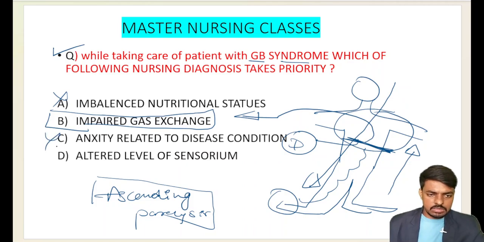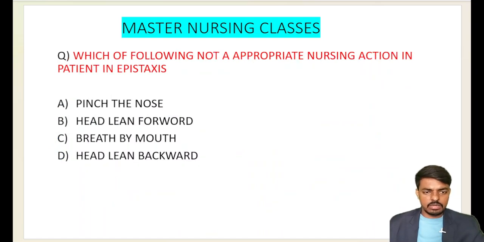Anxiety related to disease is not a priority. Altered level of consciousness, or level of sensorium, is also not a priority. Here the answer is that impaired gas exchange is the priority nursing diagnosis when treating a patient with Guillain-Barré syndrome. Okay, so this is your next question.